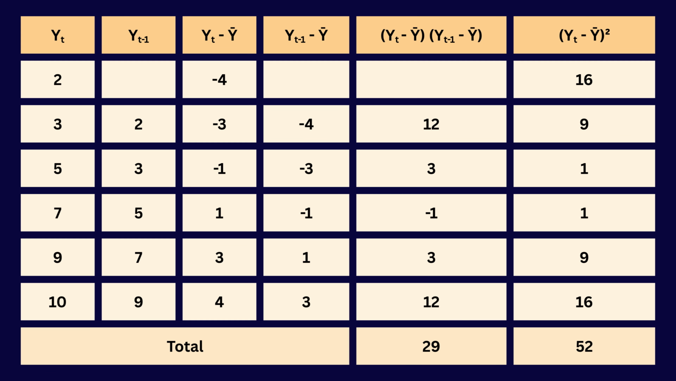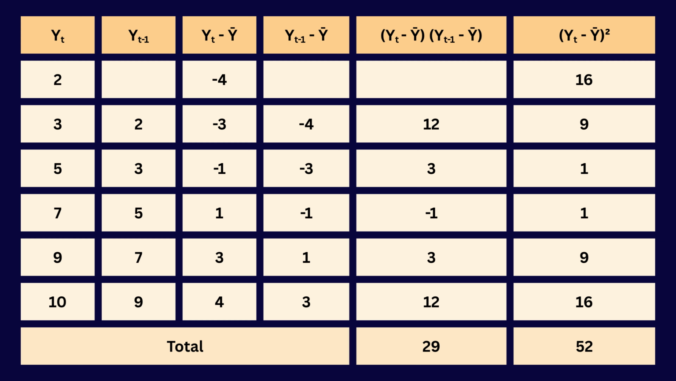The next step is we have to arrange our data like this. In the first column we arrange our yt values 2, 3, 5, 7, 9, and 10. In the next column we put yt minus 1. When it comes to yt equal 2, there is no previous yt value, so we don't have yt minus 1 for yt equal 2. Let's look at yt equal 3. There is a previous value, that is 2, so we put 2 into the yt minus 1 box.